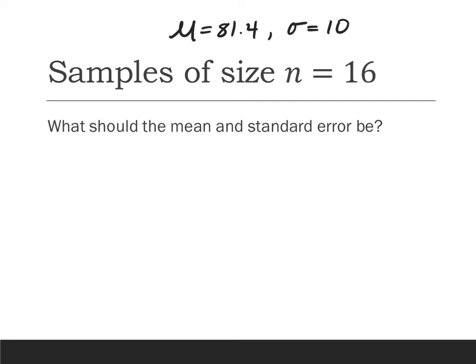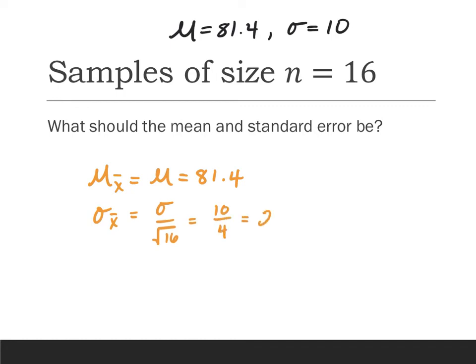Okay, so hopefully you actually did pause the video and calculate. Of course, our mean of the sample means should be the same as the mean of the population. So we would expect 81.4 again. And our standard error will be the standard deviation divided by the square root of 16. So that's going to be 10 divided by 4, and that should be around 2.5. So those are the values that we expect to see. Let's see if that's actually what happens.